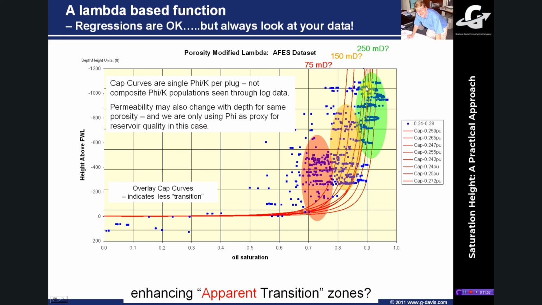But when we're working with porosity and height in log saturation terms, you can see that although we think this is all the same rock quality because it's the same porosity, the data is smeared out and actually enhances, if you like, this apparent transition zone. But sensu stricto, it's not really a transition zone, it's potentially just an artifact of the permeability distribution within our porosity bin. I hope I explained that reasonably well.